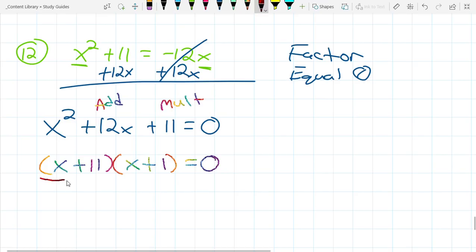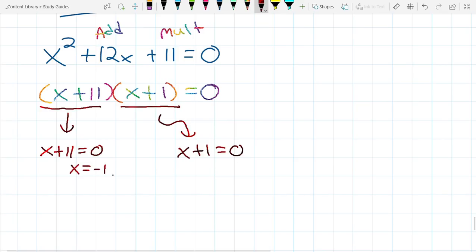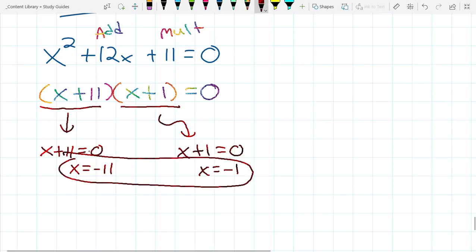So this parentheses times this parentheses is 0. If the answer is 0 and it's multiplication, that means you had to multiply with the 0. So either this parentheses gave me a 0, or this parentheses was the 0. So we solve for both of them, and we get our two answers, negative 11 and negative 1.